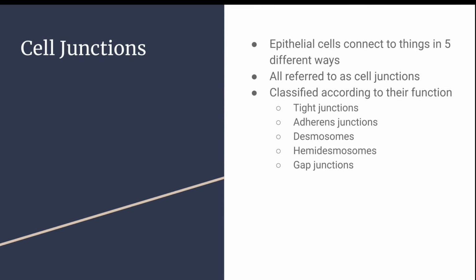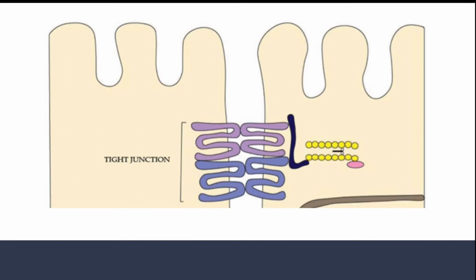Epithelial cells connect to things in 5 different ways. These are classified according to their functions, but altogether they're called cell junctions. There are tight junctions, adherence junctions, desmosomes, hemidesmosomes, and gap junctions. Tight junctions seal the cells together so there are no leaks. These are formed by claudins and occludins, which are made like a zipper on either cell, and when the proteins zip up, the cells get joined.